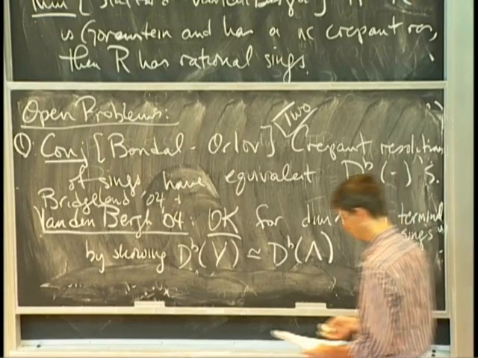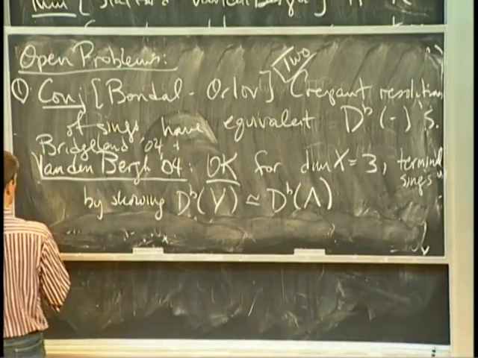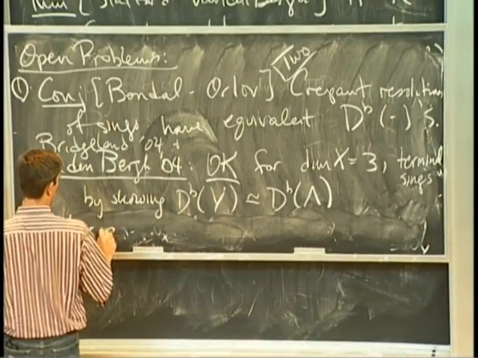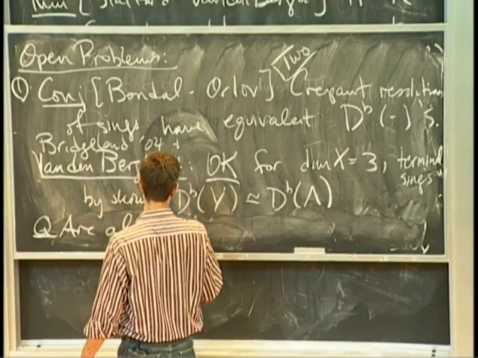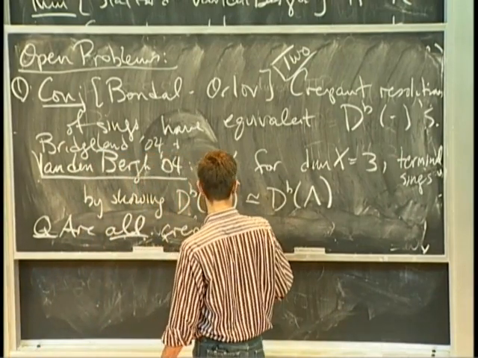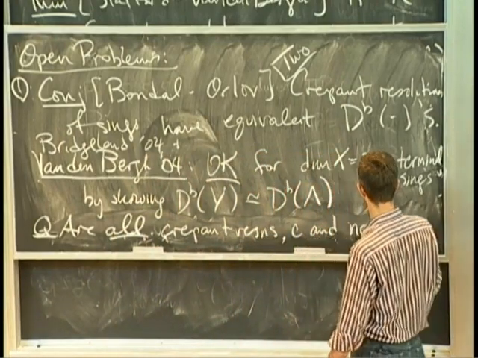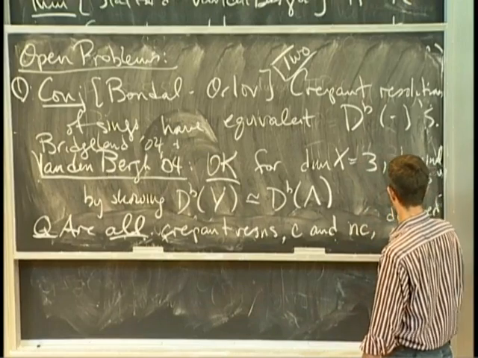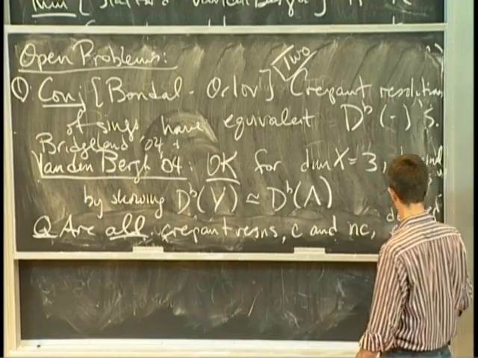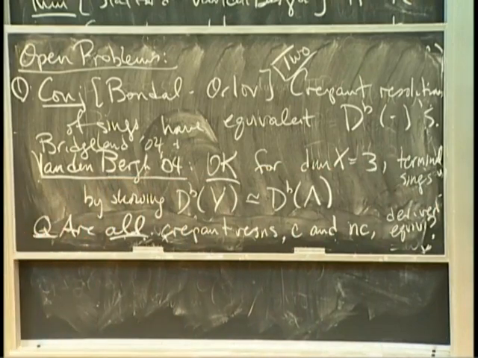And so you might want to know, are all crepant resolutions, commutative and non-commutative, derived equivalent? For example, there's been work on this by Iyama and Wemyss, who showed that all of the non-commutative ones are derived equivalent in dimension 3. And I think that there isn't much hope of this being true in dimension bigger than 3, but I don't believe it's known even then.